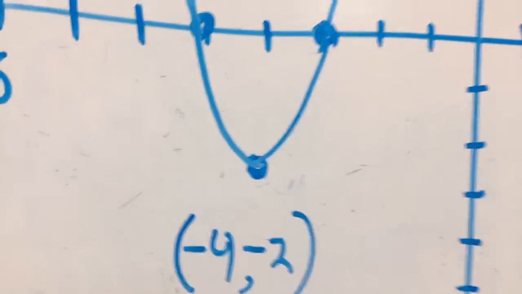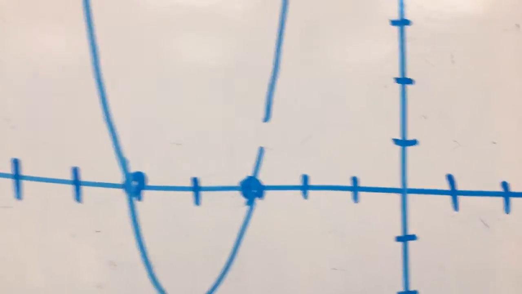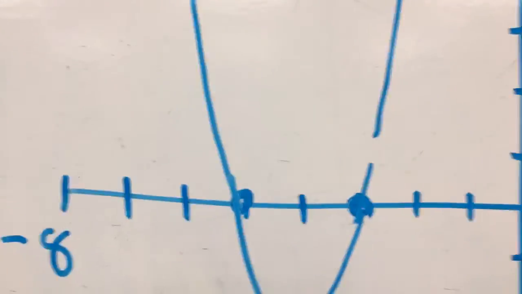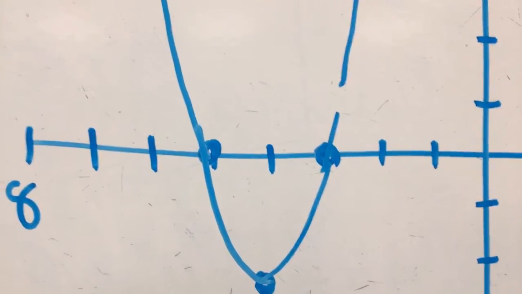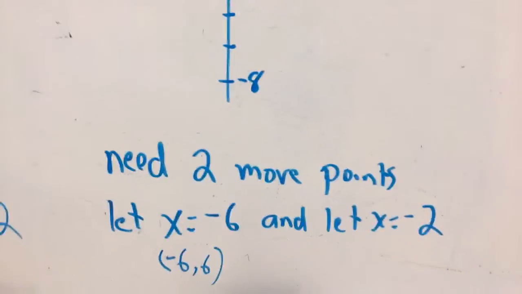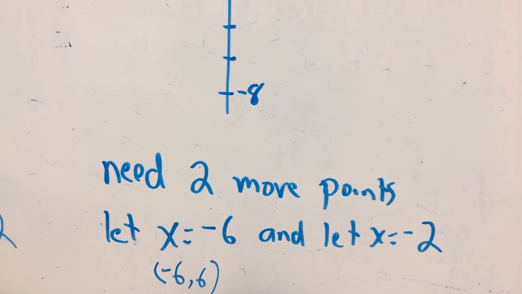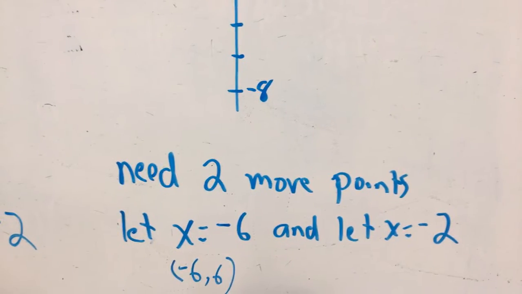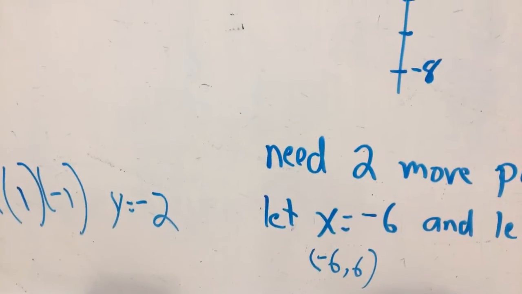So I took all of this information, I came over here, and I plotted my vertex. I plotted my x-axis intercepts. I didn't label them. It should be (-3, 0) and (-5, 0). But if you recall, you need 5 points to graph a parabola. So I need 2 more points. So I'm going to let x equal -6. I'm going to go 1 past my x-axis intercept, and I'm going to let x equal -2. I'm going to go 1 to the left. I'm going to plug those values in, and if x is -6, y is 6.